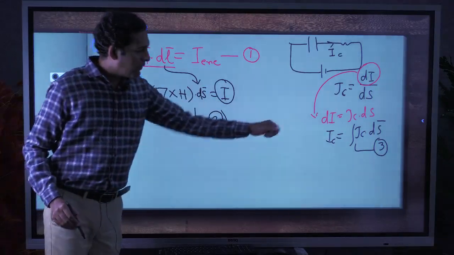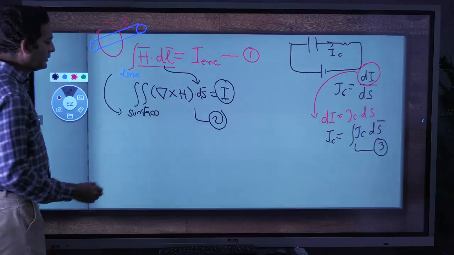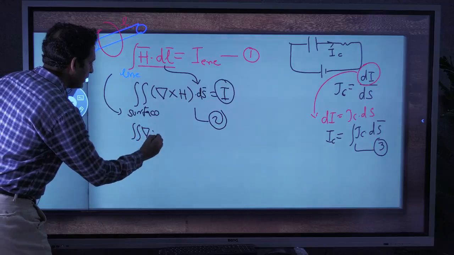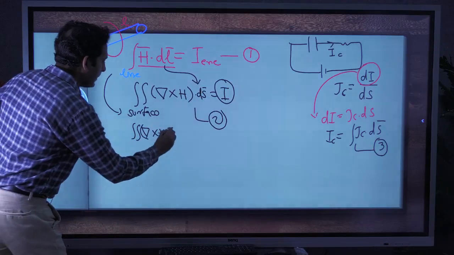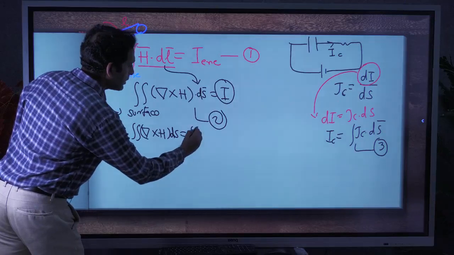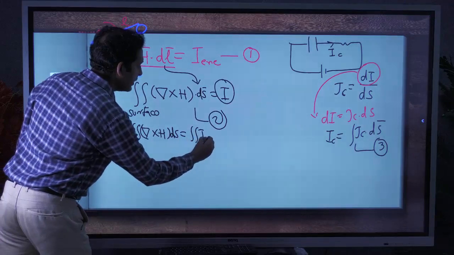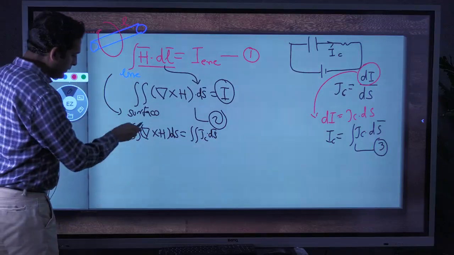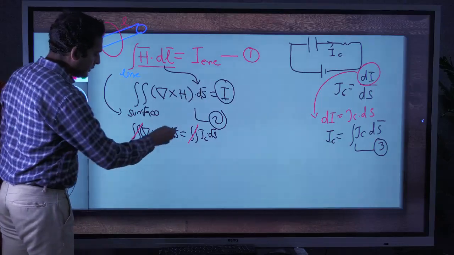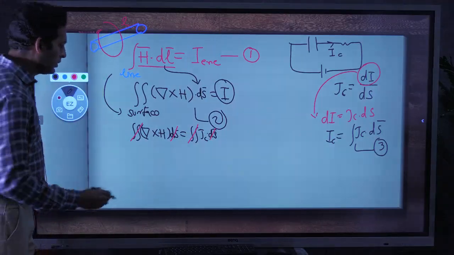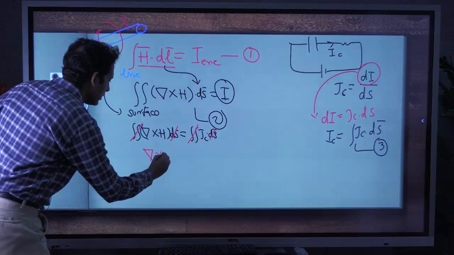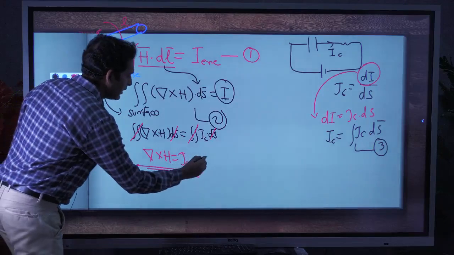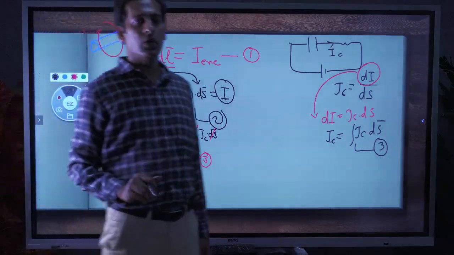If we keep the value of I here, what can we write? Both of them are surface integrals. So here we will have the surface integral of del cross H ds is equal to the surface integral of Jc dot ds. Now if we compare both sides, if we cancel the integration and ds, which are common on both sides, we will get del cross H equal to Jc.